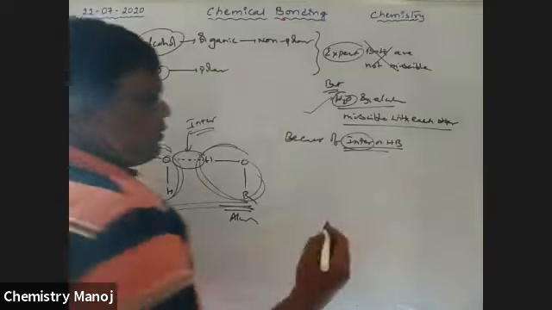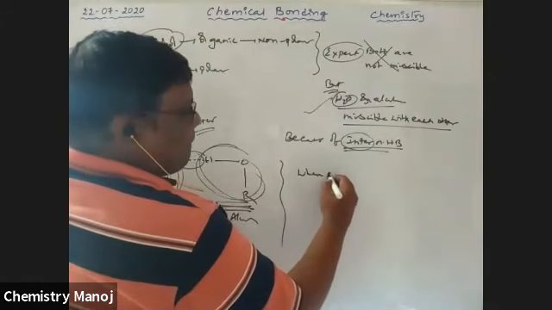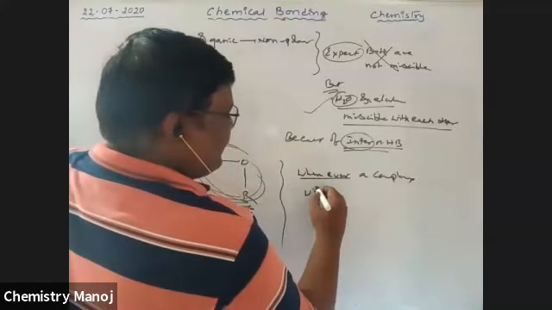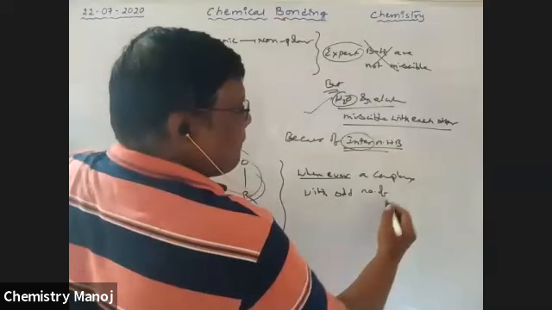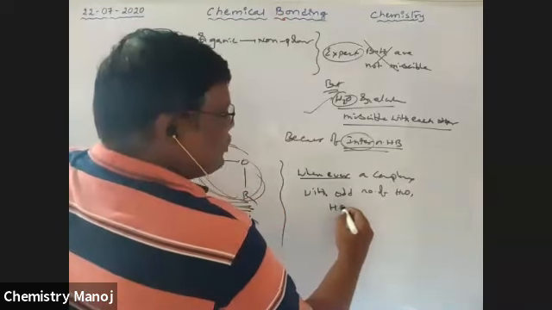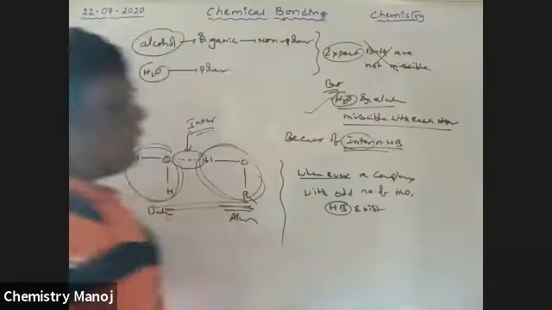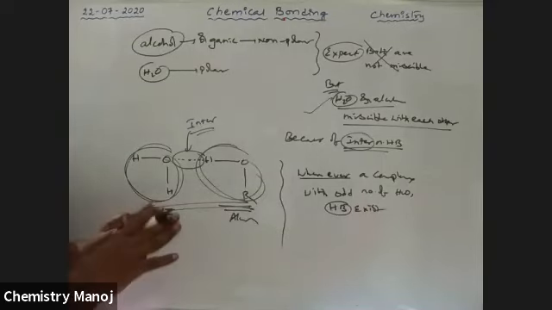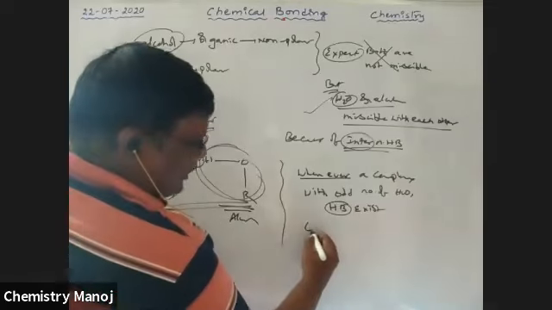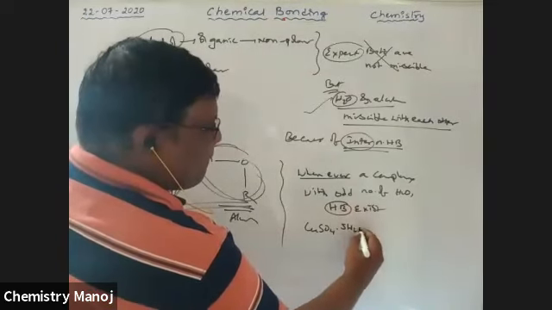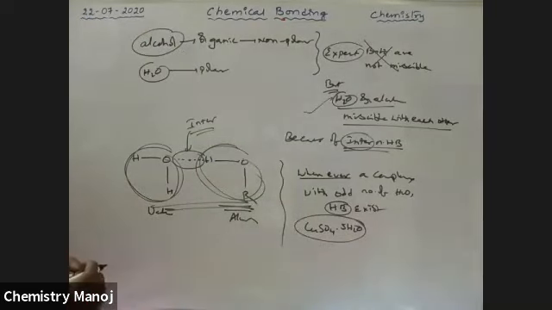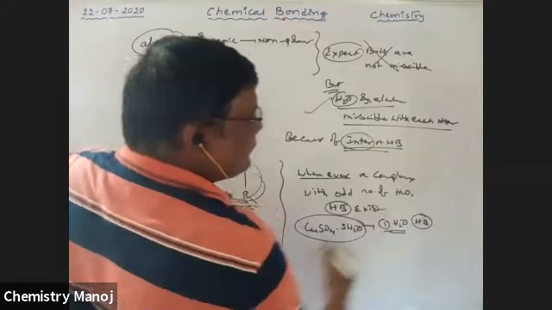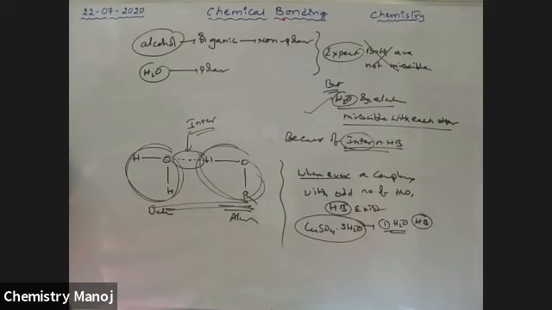Another one: in a complex with an odd number of water molecules, a hydrogen bond exists. With an even number of water molecules, no hydrogen bond. See here, CuSO4·5H2O. Here, one water molecule is involved in hydrogen bonding.